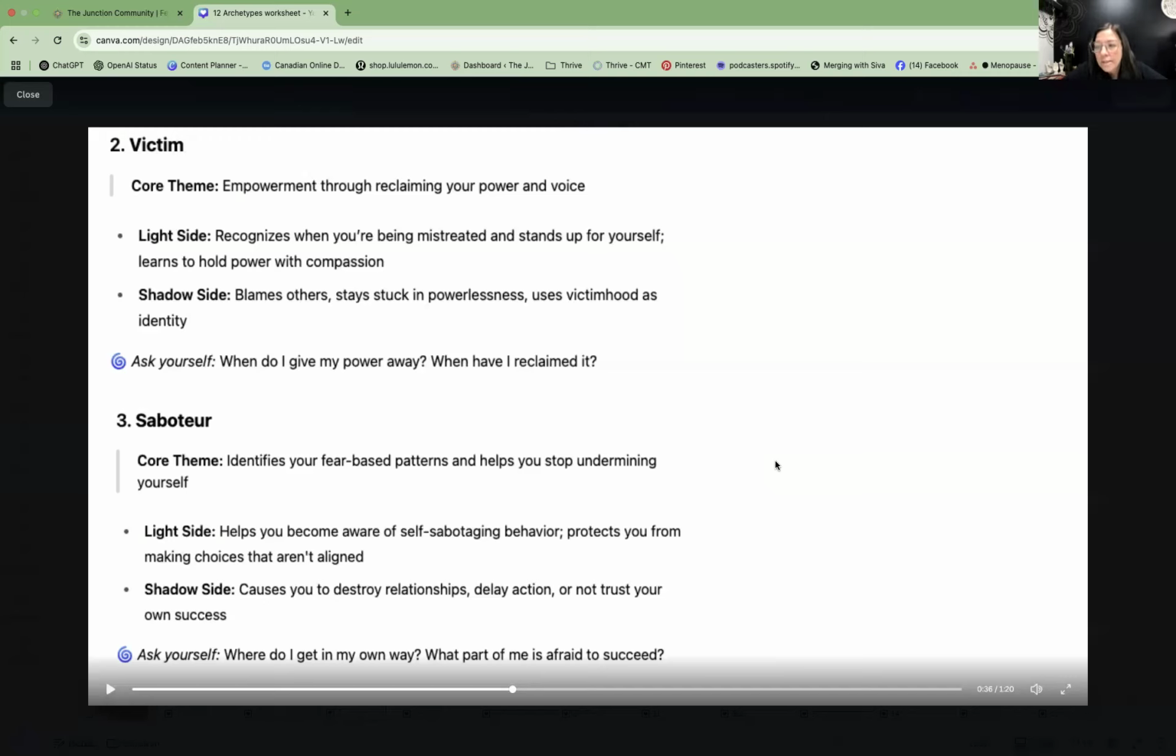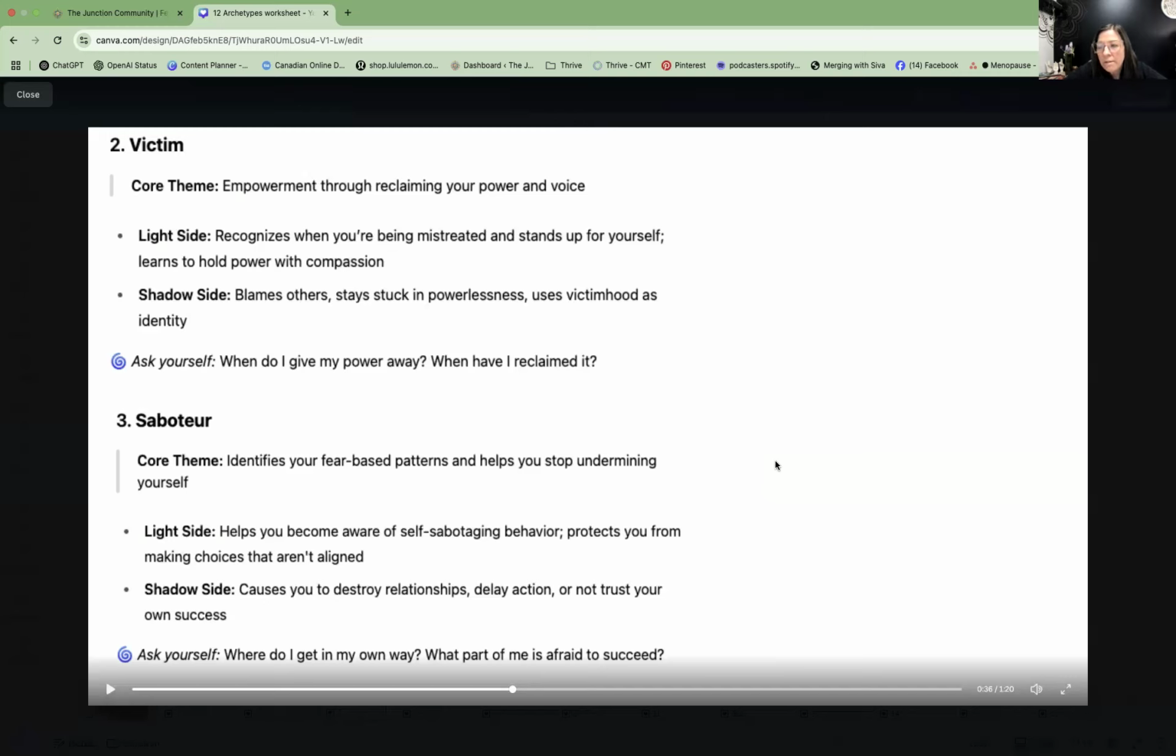Now, for the saboteur, same thing. The saboteur identifies your fear-based patterns and helps you stop undermining yourself. So when we imagine we are going about life and perhaps whatever is coming up for us is almost too much, we can get in our own way and we can sabotage things. We can sabotage relationships. We could stop delaying action and just not do something, which could cause it to really halt, or not trust our own success and just stall. So we have a shadow side where we can actually get in our own way.